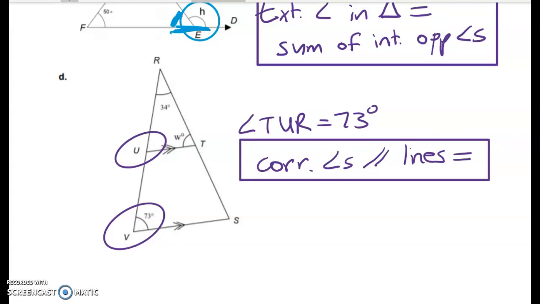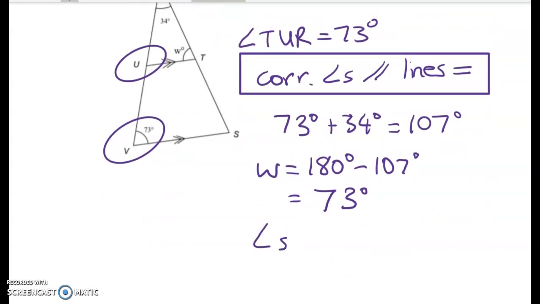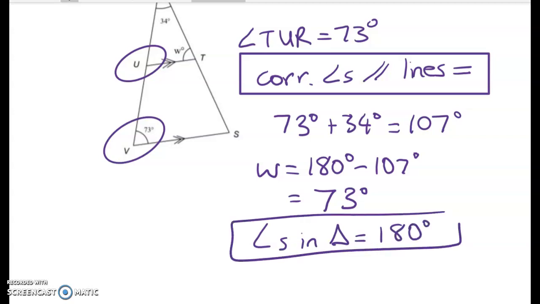Now we're going to use the triangle 180 degree property to find W. So 73 degrees plus 34 degrees adds up to 107 degrees. So W is equal to 180 minus 107 degrees, which is 73 degrees. Whoops. Let's just fix that up. And I have to give my reason for that, and it's angles in a triangle add up to 180 degrees. So here's reason number 2.